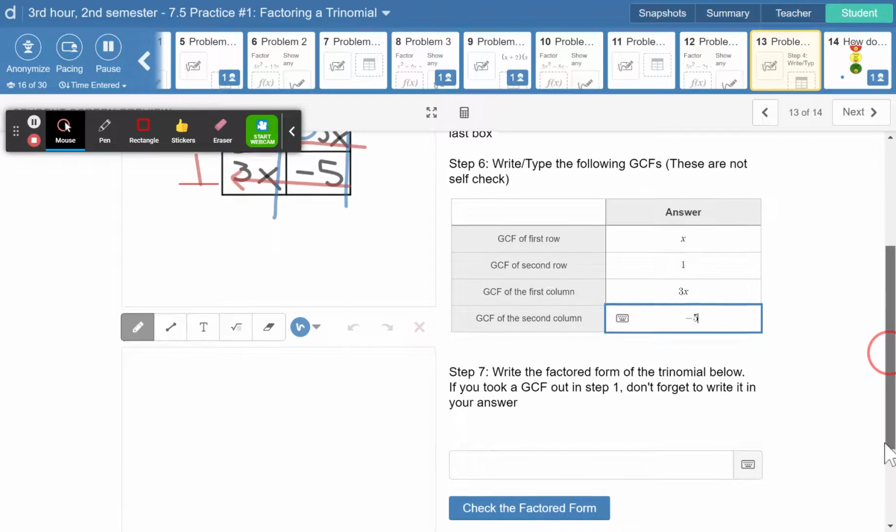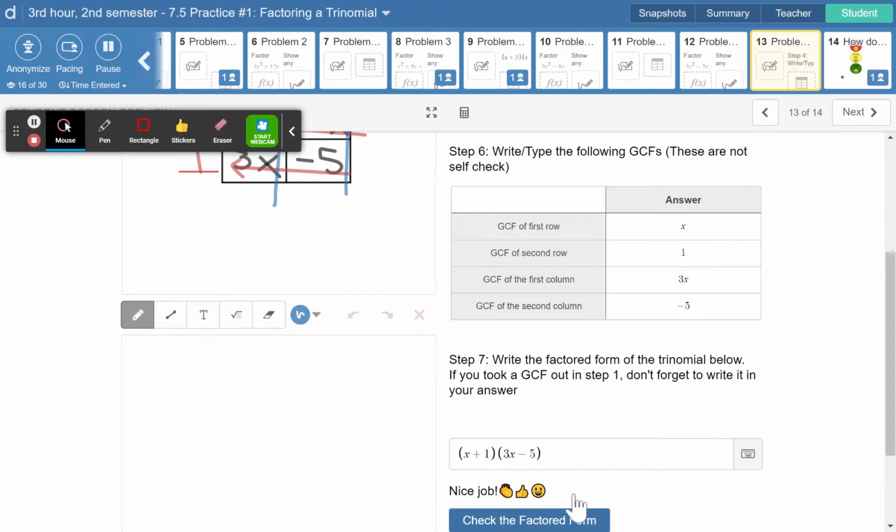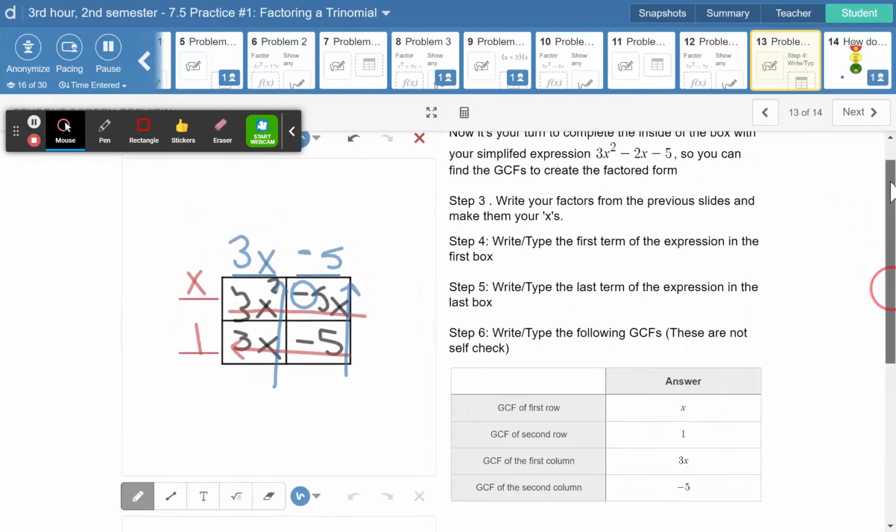Now the part that is self-check is the actual answer. So you did all of that work to get these two parentheses. Now if you want to write the 3x minus 5 parenthesis first, and then the x plus 1 parenthesis last, that would be fine as well.